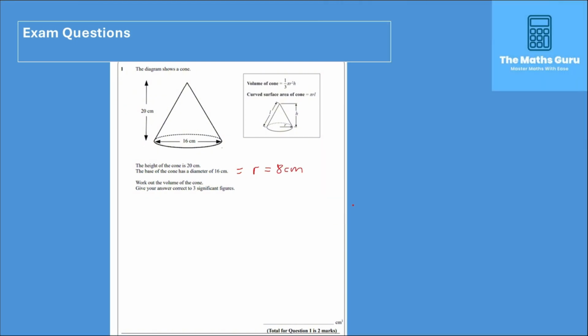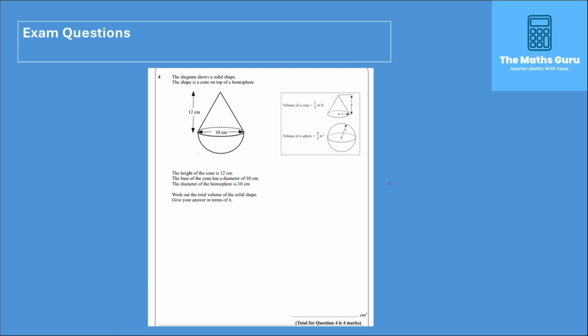Okay, work out the volume of the cone. They provide a formula for us here, which is something they will tend to do in the exam. Volume equals a third pi times r squared times h. So putting this into our calculator, we get a third times pi times 8 squared times 20, and we get 1340 centimeters cubed.